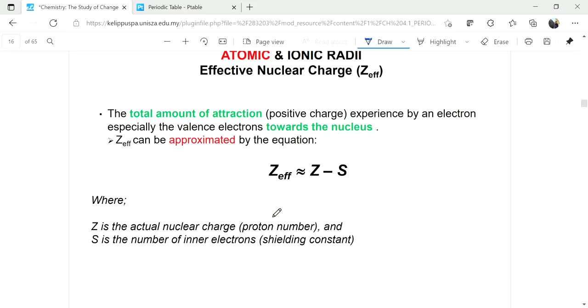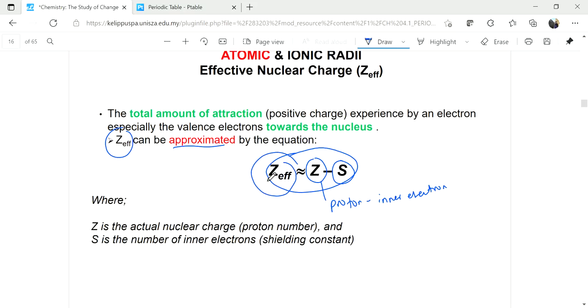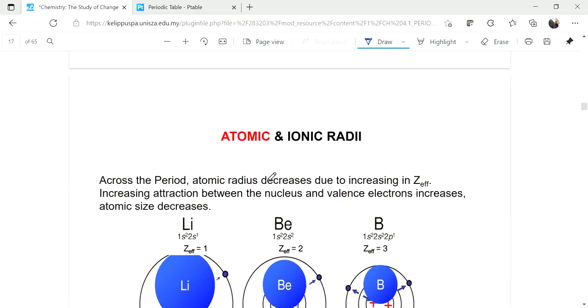So how to calculate ZF? Approximately, by this equation, which is the value of proton minus the value of electron in the inner orbital. Value of proton minus value of electron in the inner orbital. So then we can get the value of ZF.